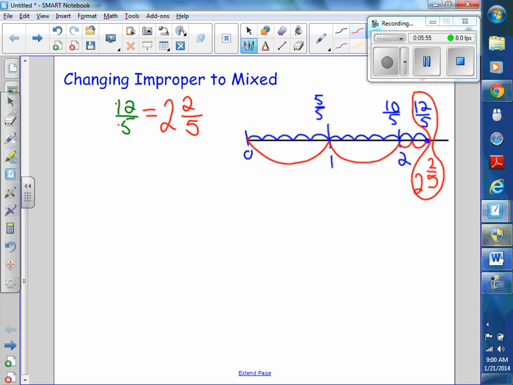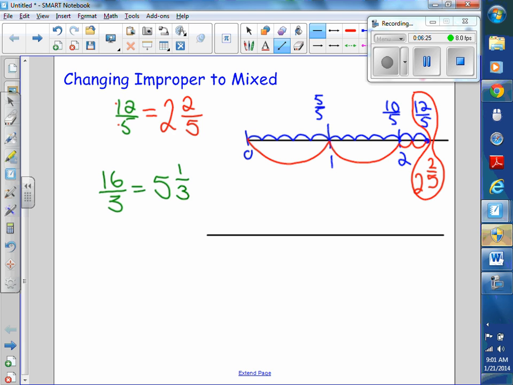Let's do one more for practice. What if I had 16/3? Let's see, Luke, how many times does 3 go into 16? 3 times 4 is 12. 5, right? And what's your remainder? 3 times 5 is 15. 1. 5 1/3.